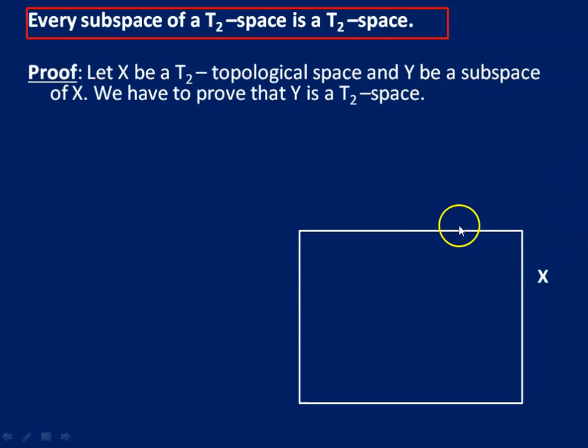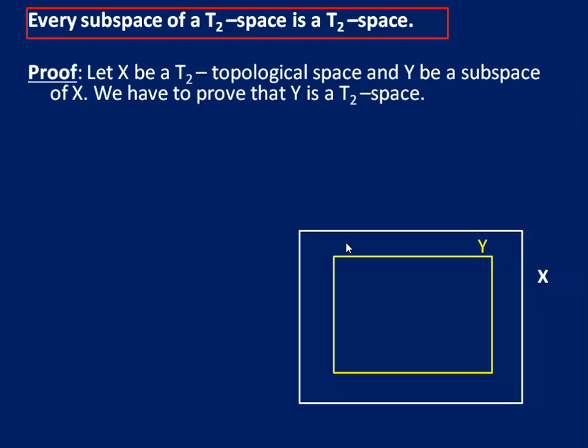Here we have the space X. Let us take a subset Y of X. We have to prove Y is T2. It is given that X is a Hausdorff space, or a T2 space. To prove Y is a T2 space, let us take two distinct points x and y in Y. Since Y is a subset of X, these two distinct points x and y also belong to X.